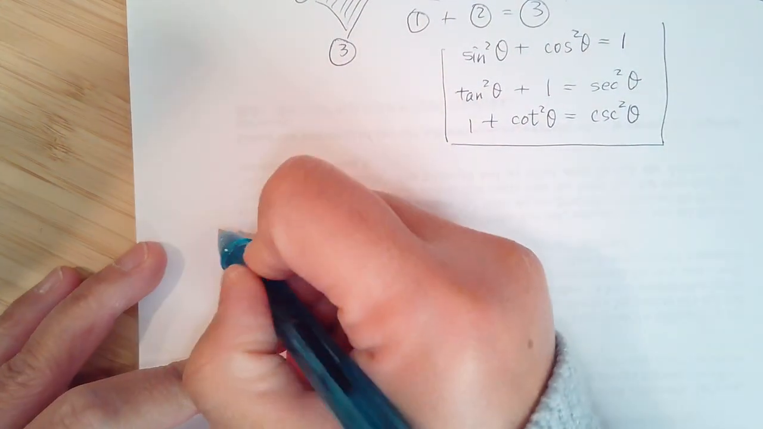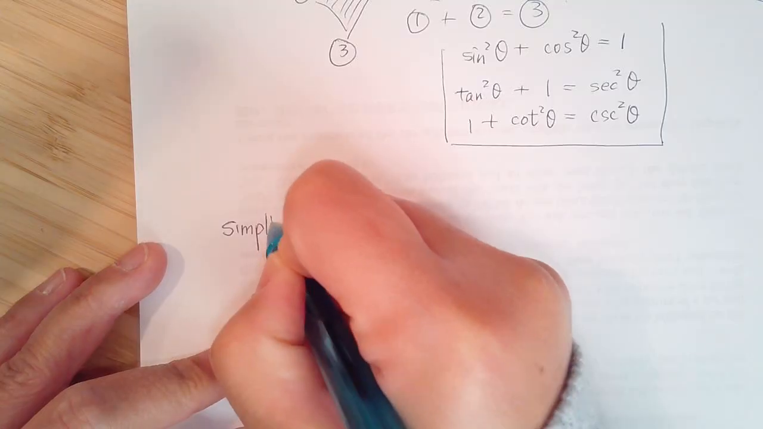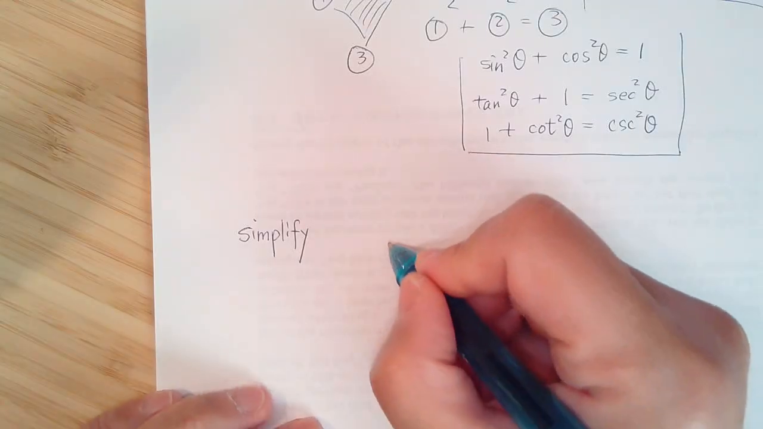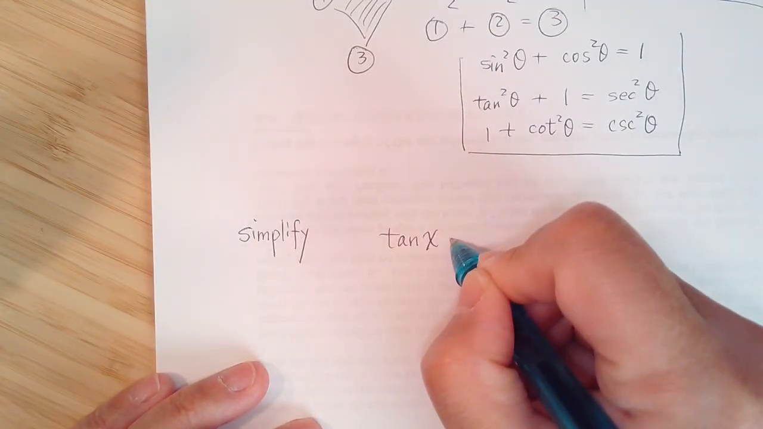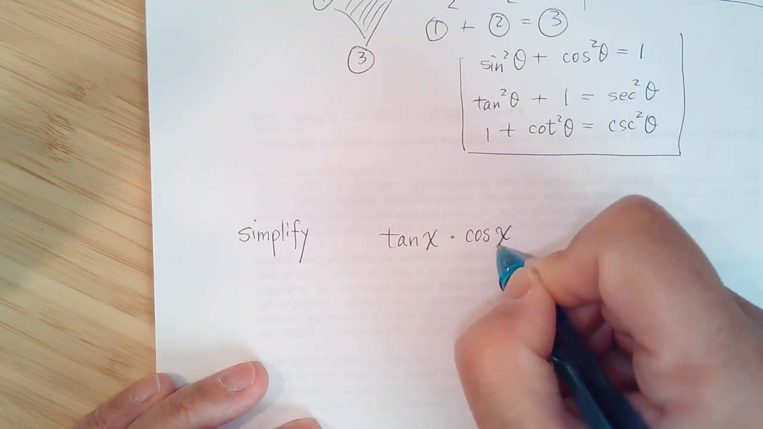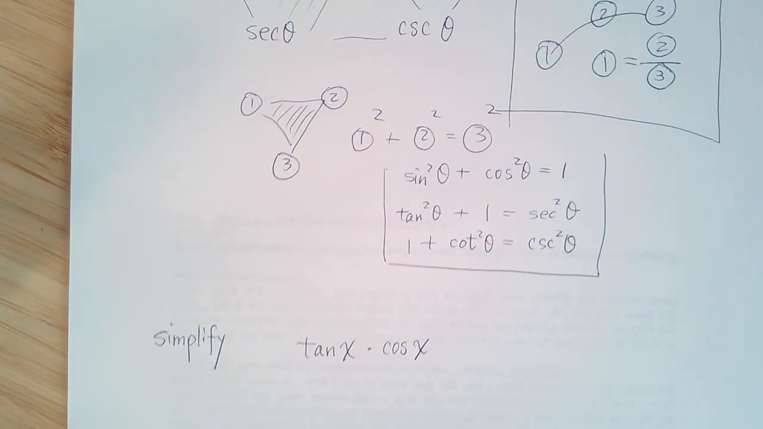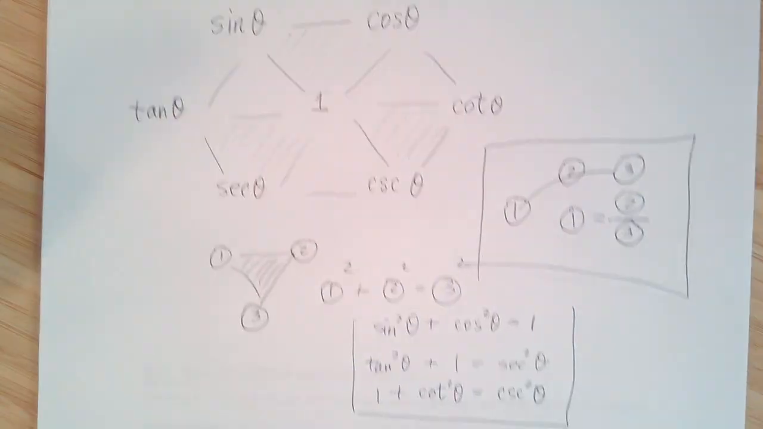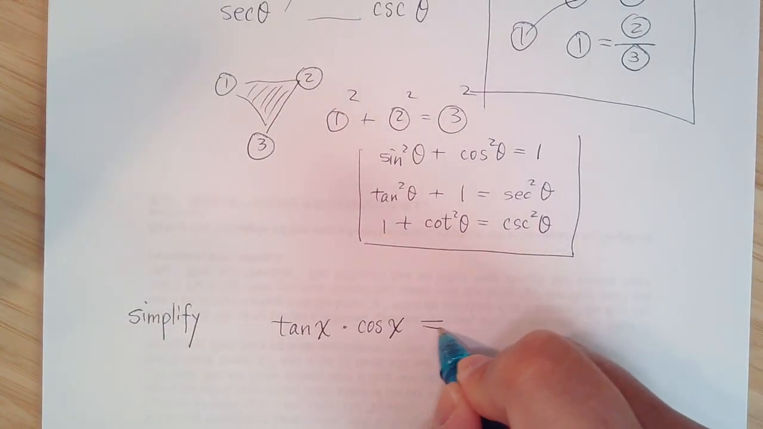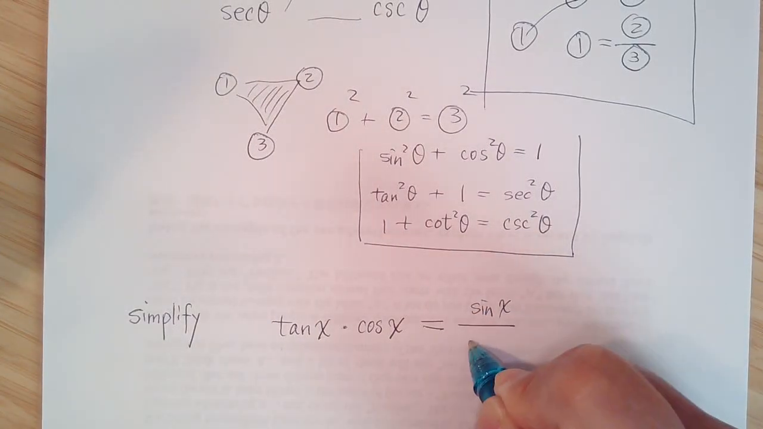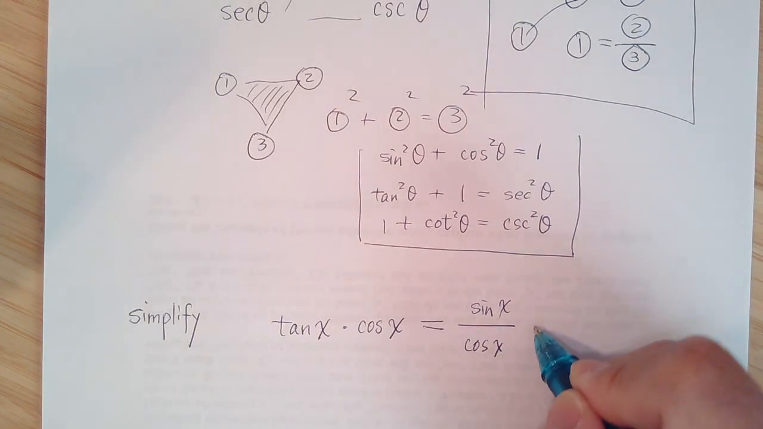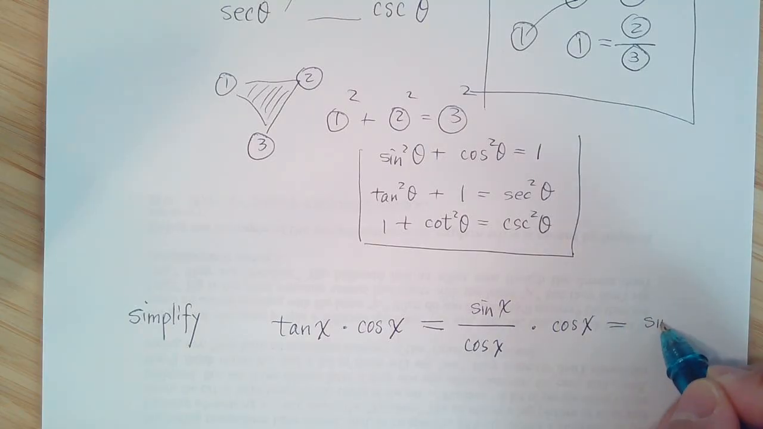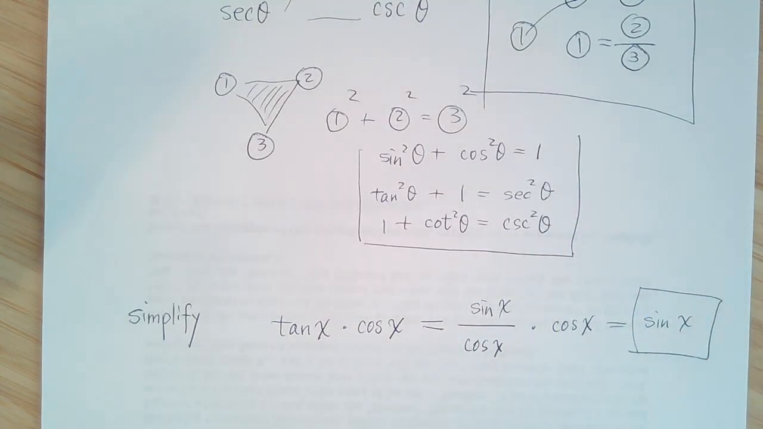Simplify. I ask you to simplify tangent x times cosine x. Here's a tangent, here's a cosine. Now, tangent is sine over cosine. So if I simplify that, it's going to be sine x over cosine x. And I go ahead and multiply by cosine x. The cosines cancel out, so I get sine x. It's very easy, isn't it?